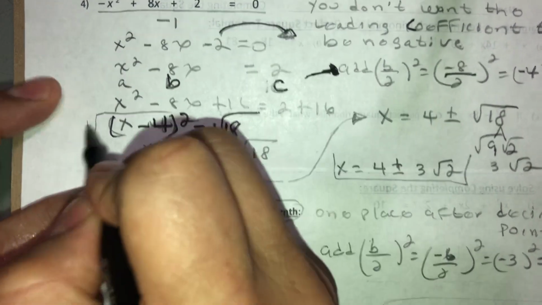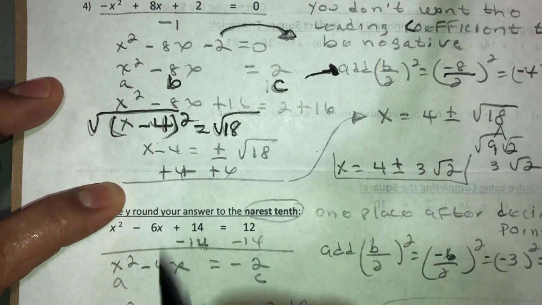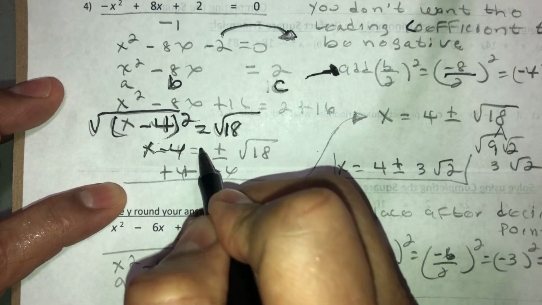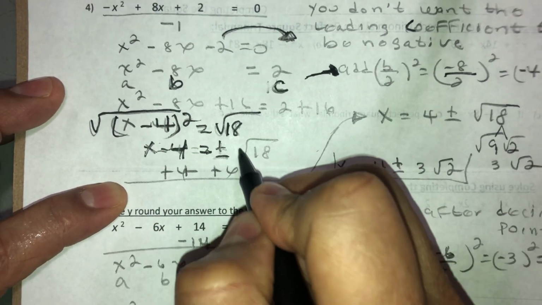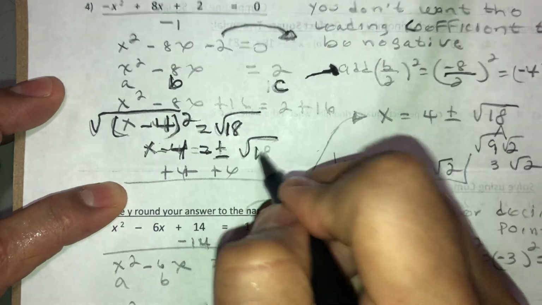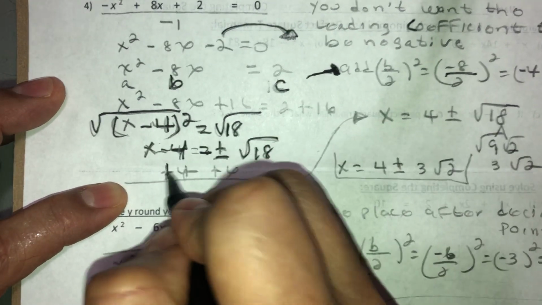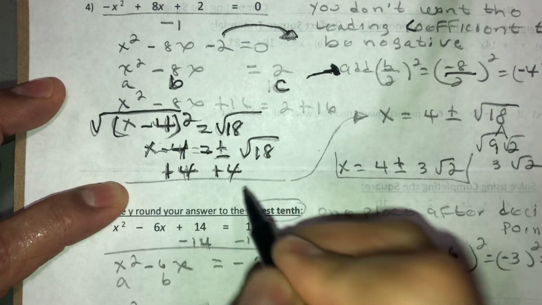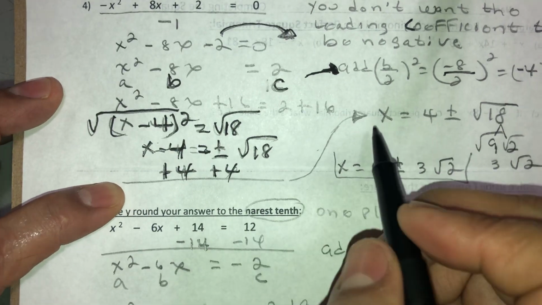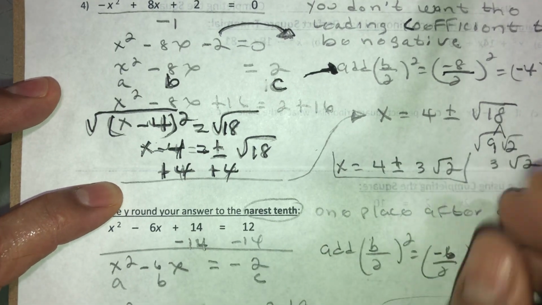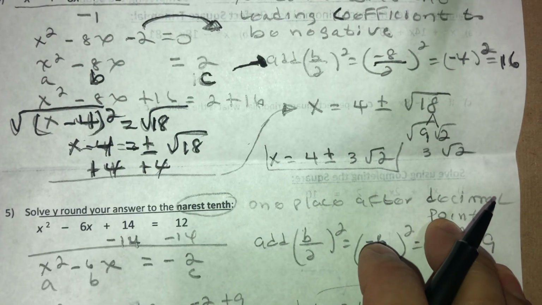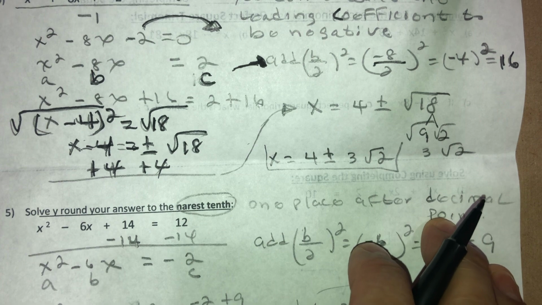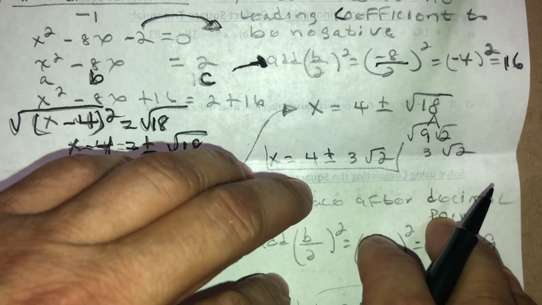After that, you're going to take the square root on both sides to kill the exponent, and you have x minus 4 equals plus or minus radical 18. Then you add 4, and you will get x equals 4 plus or minus radical 18. Remember, that answer is correct unless they ask you to simplify or give simplified radical form. If that's the case, you know how to do that.